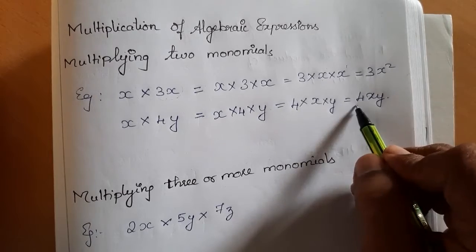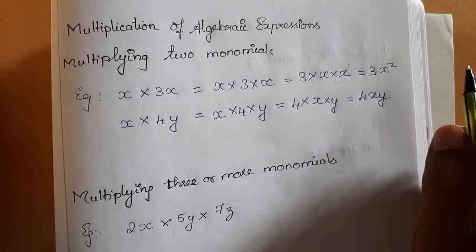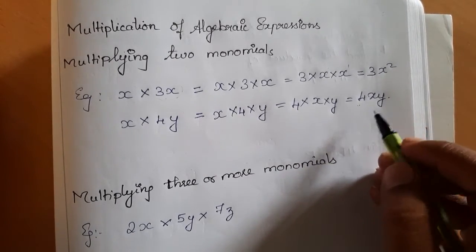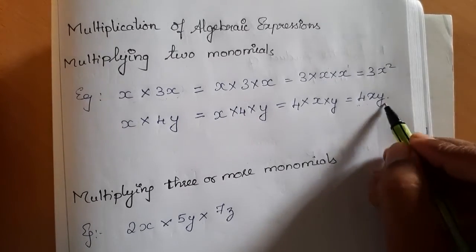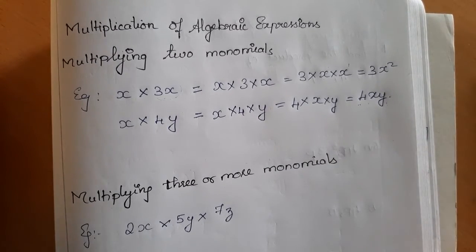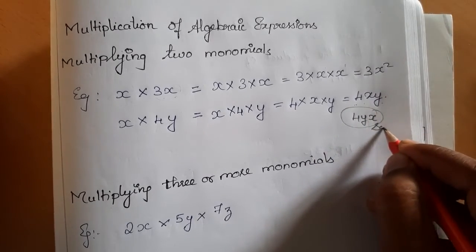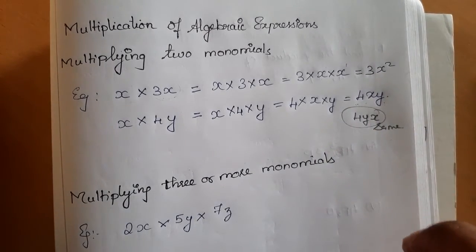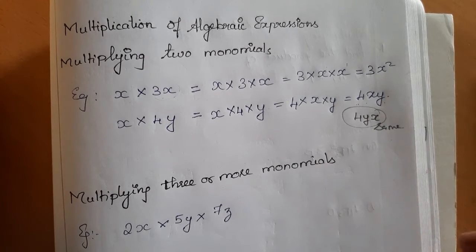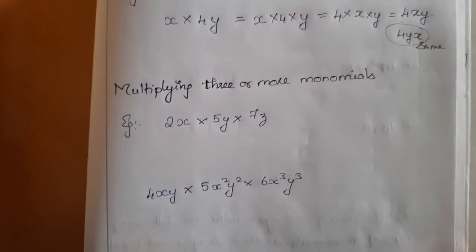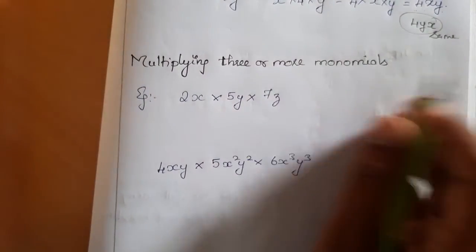So while making a simplified expression, always remember the numeric should be in the beginning. It should begin with the numeric and be followed by the variables. The variables can be in any order, that's not a problem. 4xy, if you write 4yx, it is also the same. So variables in any order is not a different term. Clear?